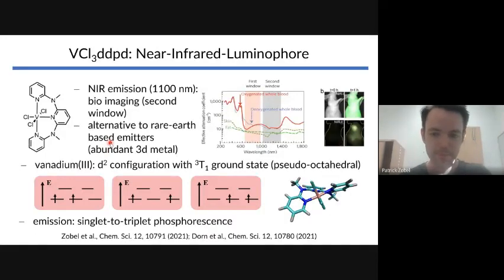And we studied this, and in the end, this emission will be from singlet to triplet. So, just not to confuse all the people who are used to organic molecules, where you always have triplet to singlet phosphorescence, now we go the opposite way. Our ground state is a triplet, so our emitting state will be a singlet state.